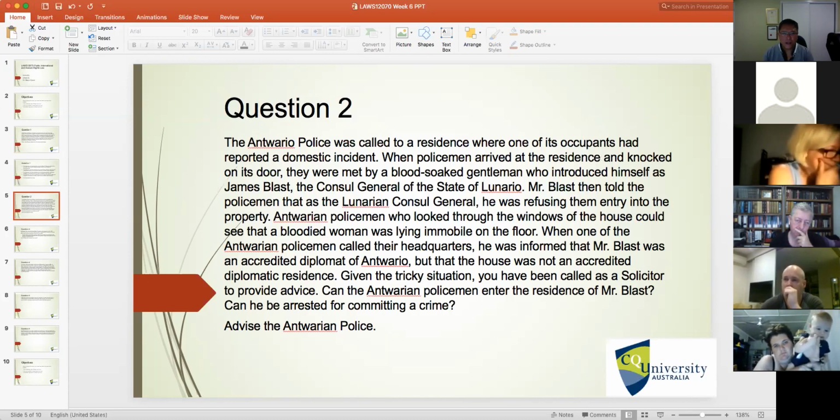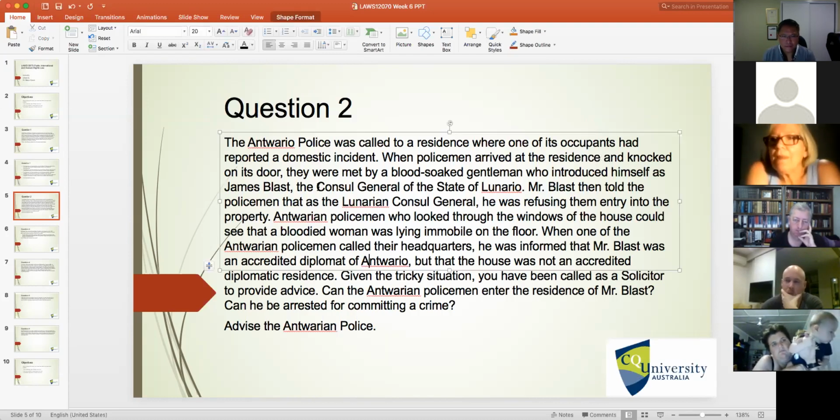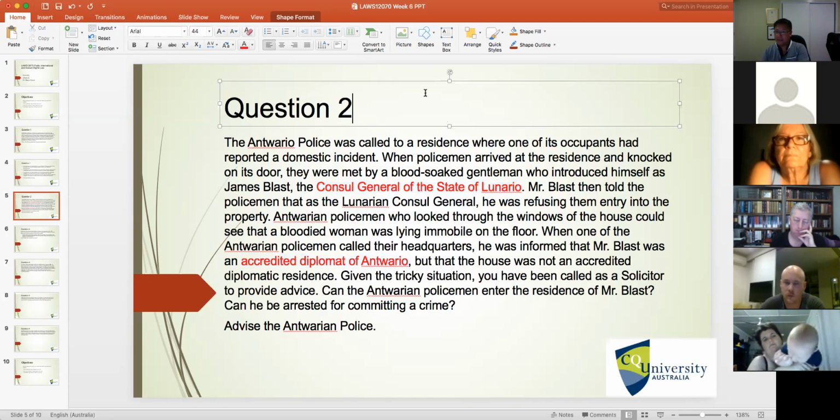Okay, what do you think? Now, please take note that we're speaking of the Consul General of the state of Lunario, but at the same time, he has actually been accredited as a diplomat. Usually a diplomat is not the same as a consular officer, but in this particular case, under the Vienna Convention on Diplomatic Relations of 1961 and the 1963 Vienna Convention on Consular Relations, it is possible for a consular officer to be accredited as a diplomat. And I will explain in a short while the distinction between the two.